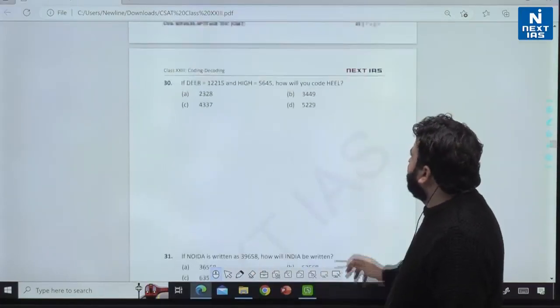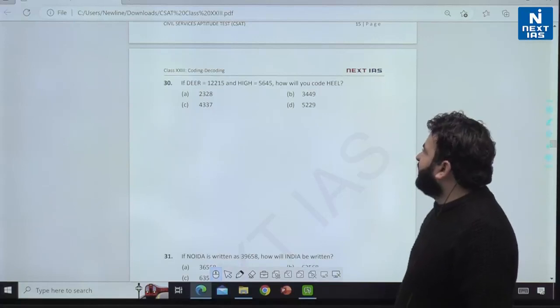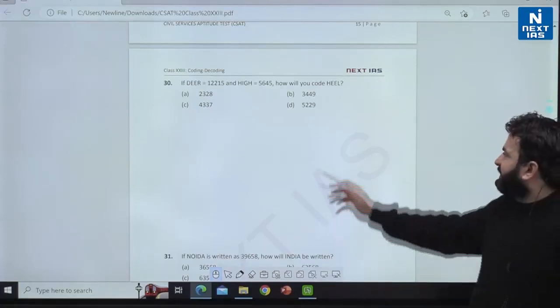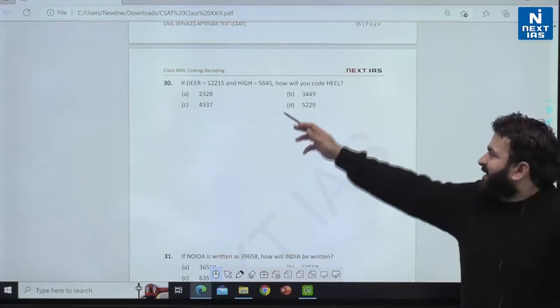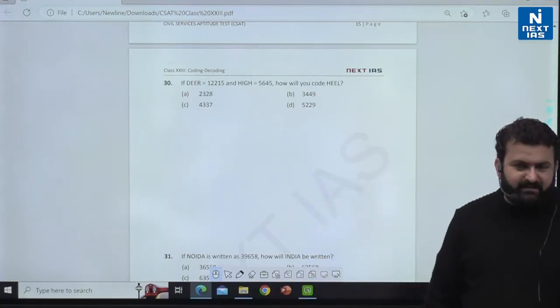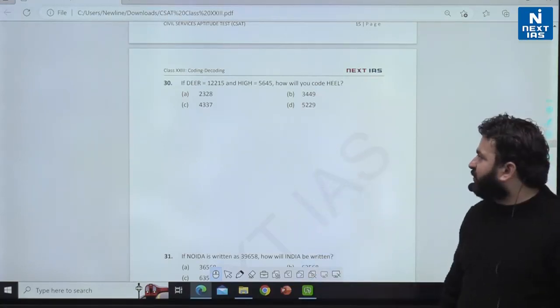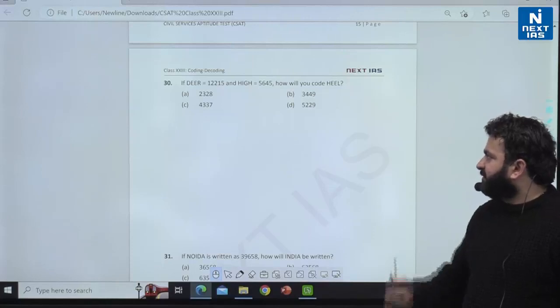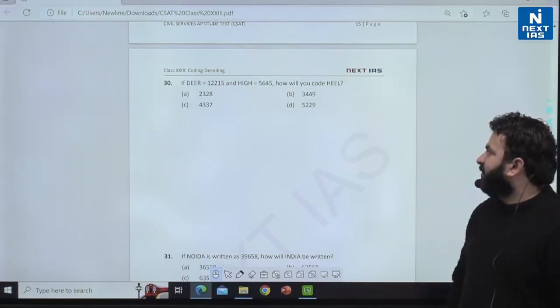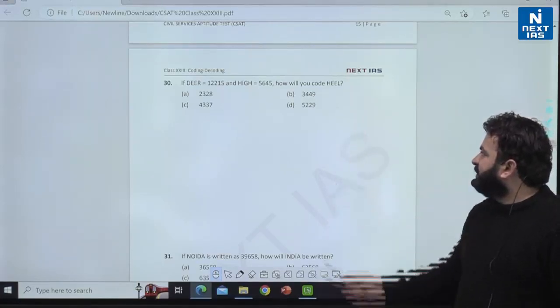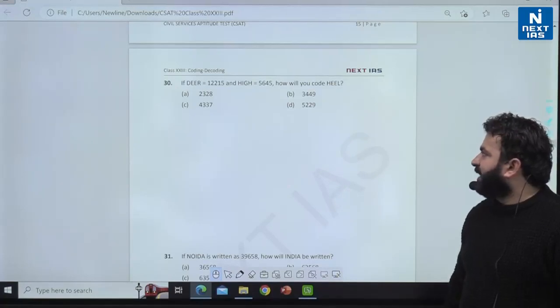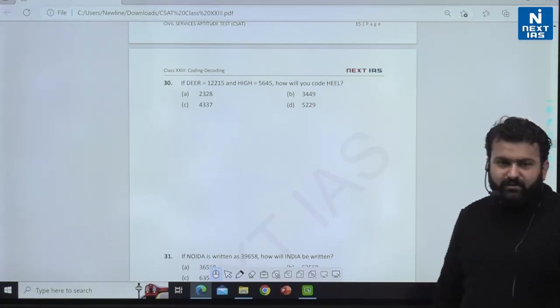Next question was question number 30. Question number 30, what is the answer? D, 5229. Here you just find out the code for each. You find out the code for each. So here what you are getting? You are getting 5229. No confusion now.